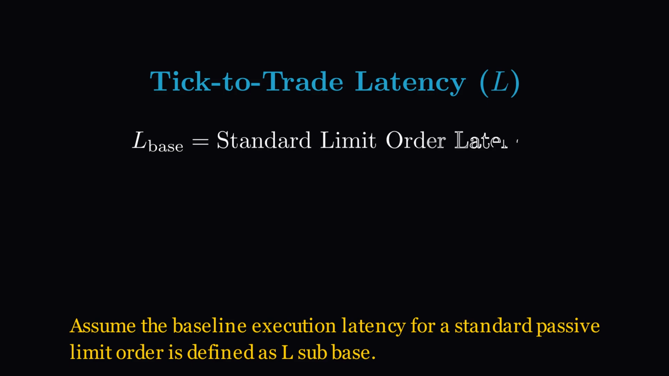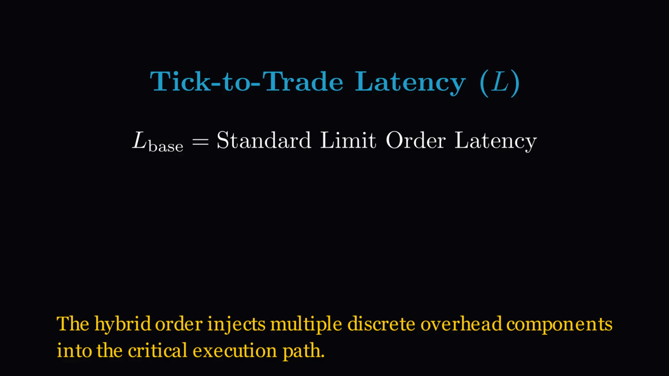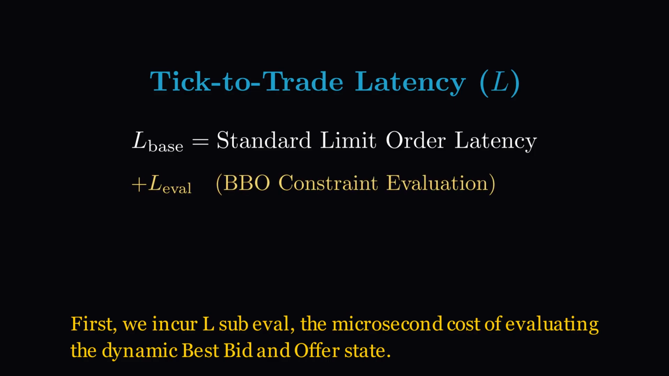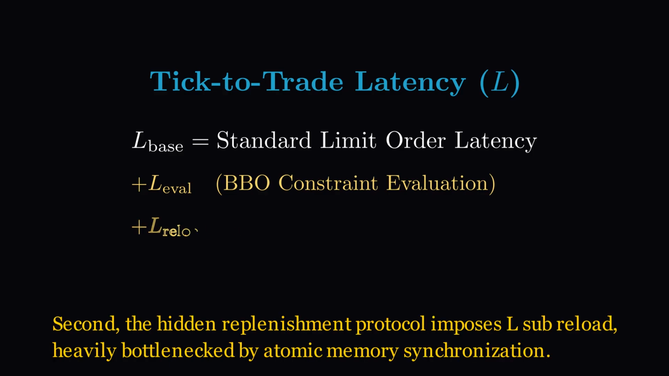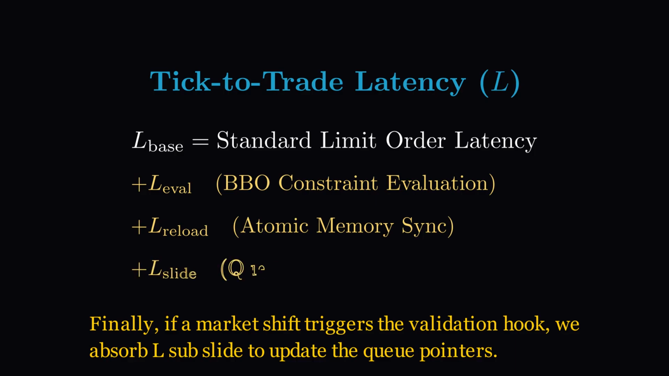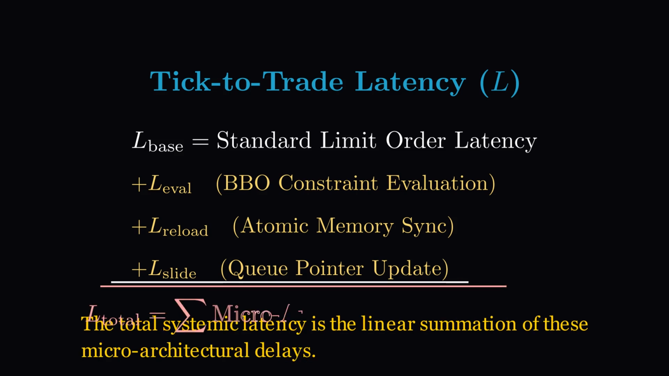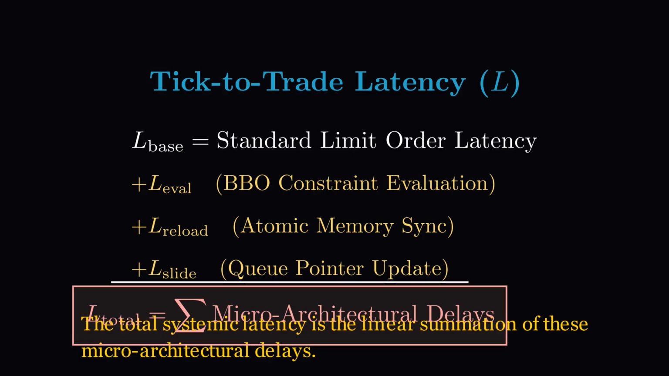Assume the baseline execution latency for a standard passive limit order is defined as L sub base. The hybrid order injects multiple discrete overhead components into the critical execution path. First, we incur L sub eval, the microsecond cost of evaluating the dynamic best bid and offer state. Second, the hidden replenishment protocol imposes L sub reload, heavily bottlenecked by atomic memory synchronization. Finally, if a market shift triggers the validation hook, we absorb L sub slide to update the queue pointers. The total systemic latency is the linear summation of these microarchitectural delays.